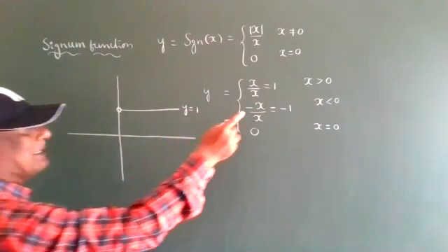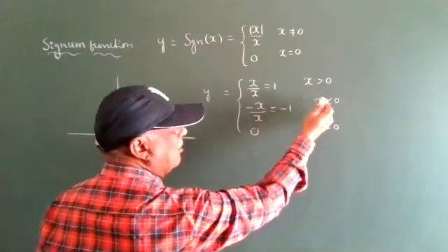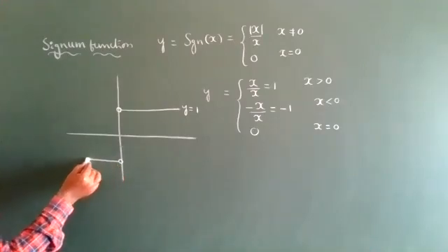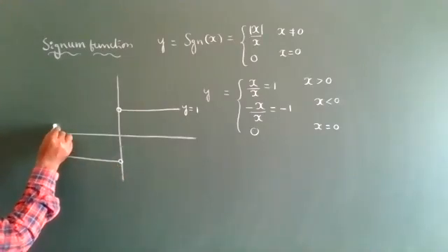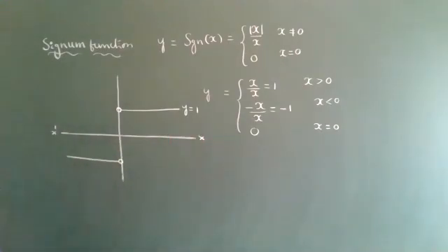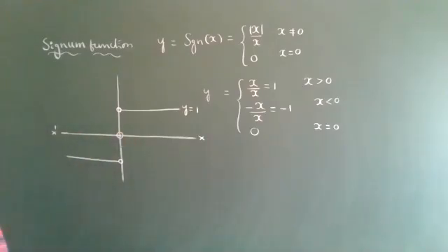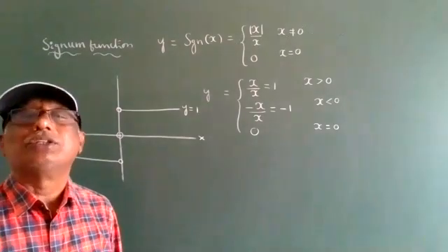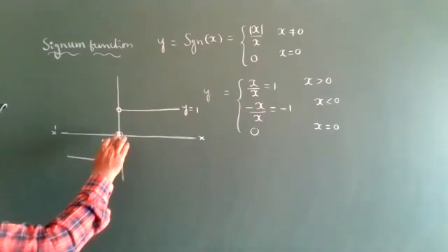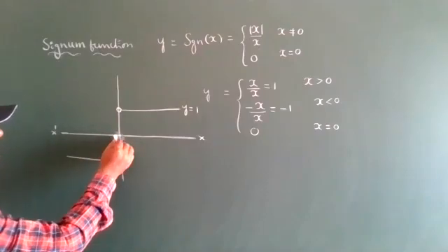Next, on the negative side, x is not equal to 0, open circle. This is the x dash side, the negative side, and this is the x positive side. And next, 0: x is equal to 0 for the 0 term. Okay? This is the graph of the signum function.